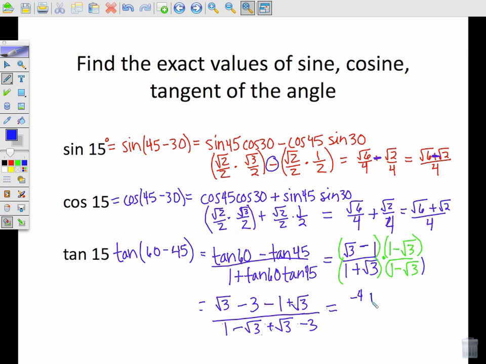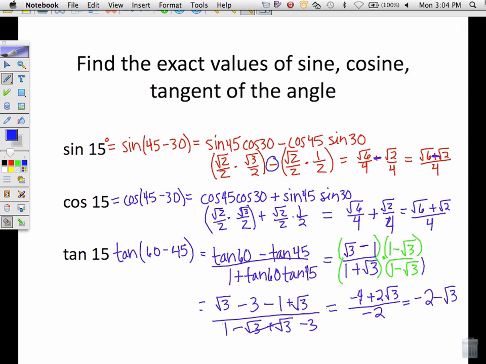This finally equals negative 4 plus 2 square roots of 3 all over 1 minus 3, which is negative 2. Final answer, this is negative 2 minus the root of 3. So there's the final answer for the tangent.